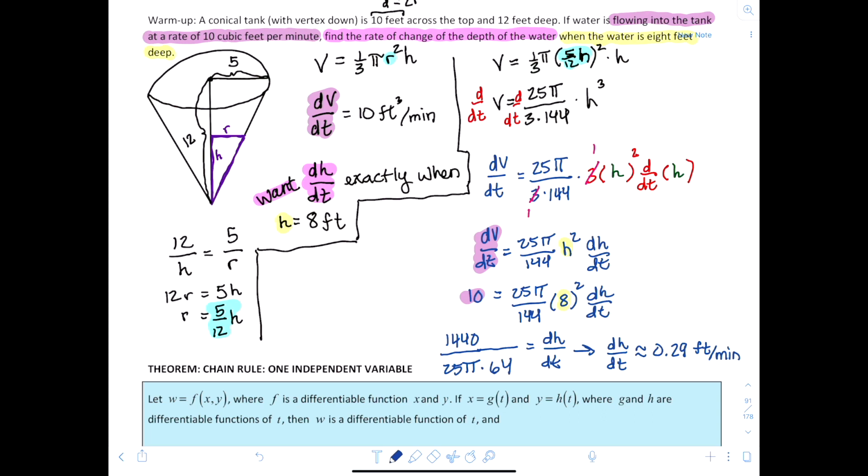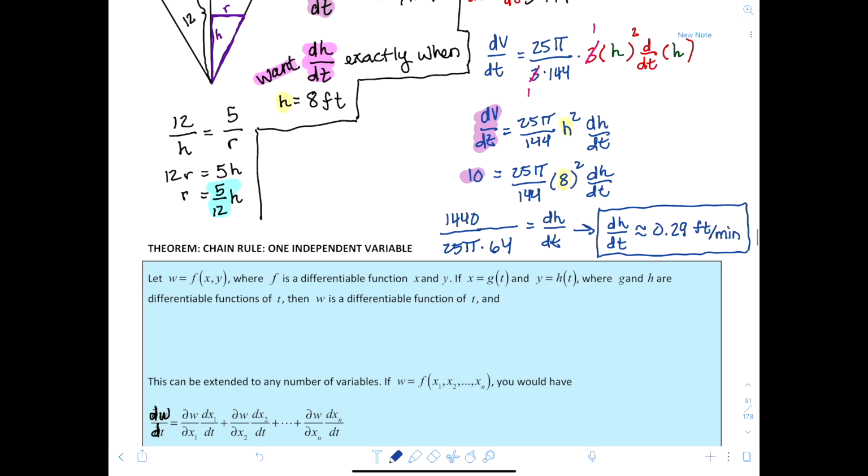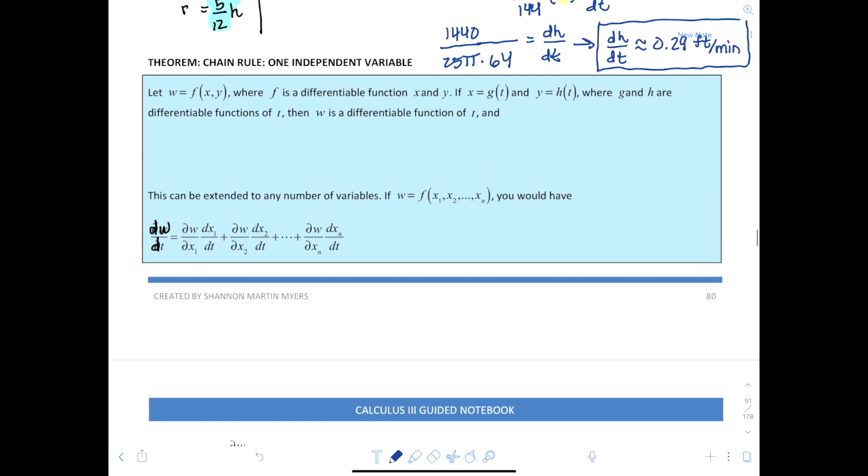Cool, cool? And since it's positive, then our water level is going to be increasing by that amount. If we had gotten a negative, like if the water had been flowing out or something, then we would have gotten a negative, which is fine. It would have meant it was going down by that much. Cool, cool? All right, so let's get going.